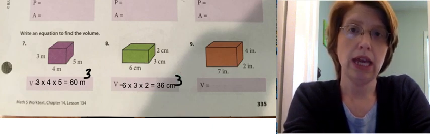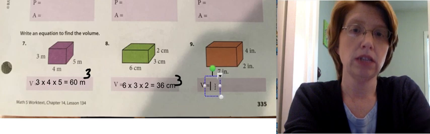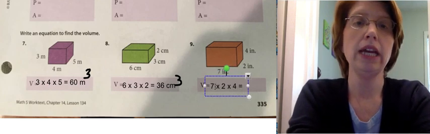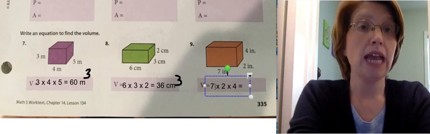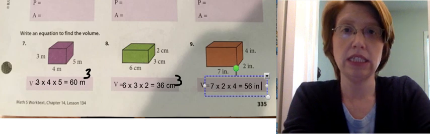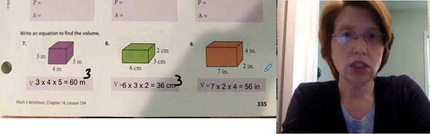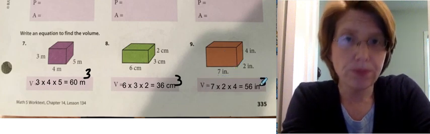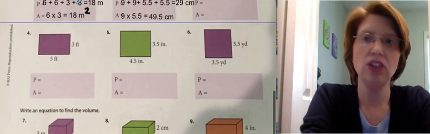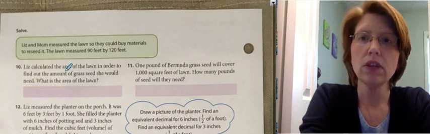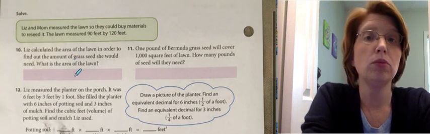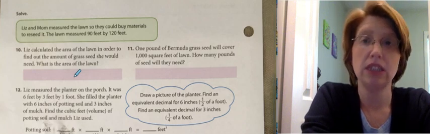And then your last one, 7 times 2 times 4 equals... 4 times 2 is 8. 7 times 8 is 56 inches cubed. Got it? Now you're going to go back and fill in these 4 that we did not do together. And then the back gives you more word problems to understand the difference, okay?